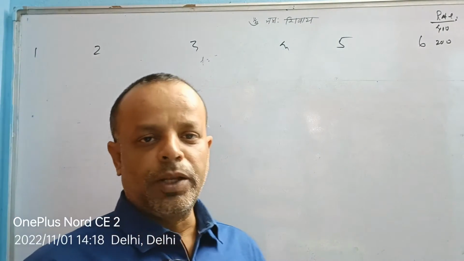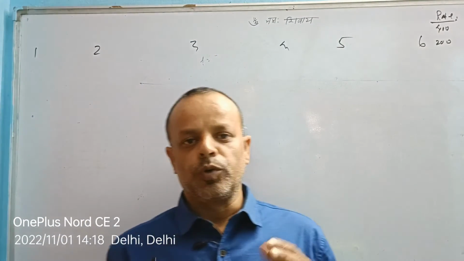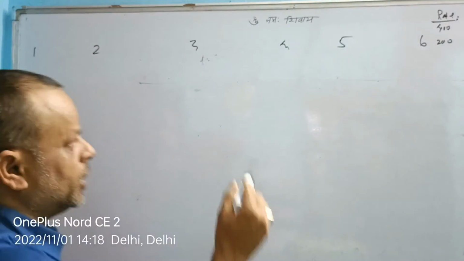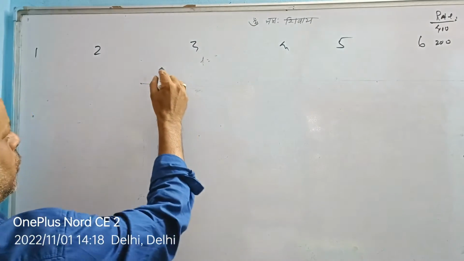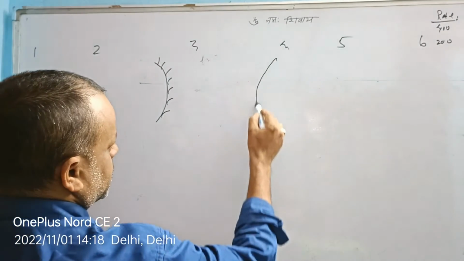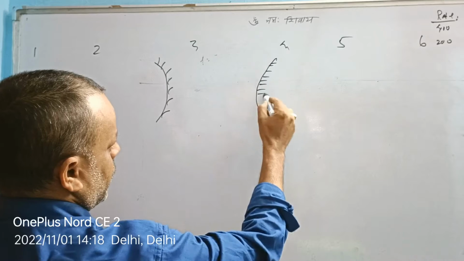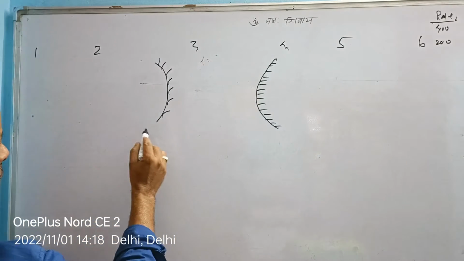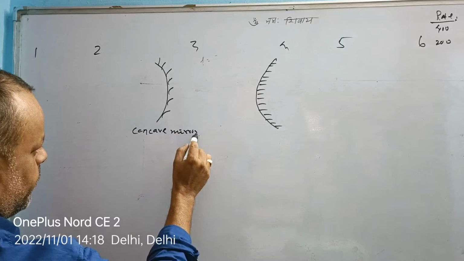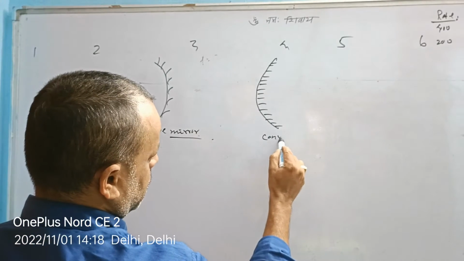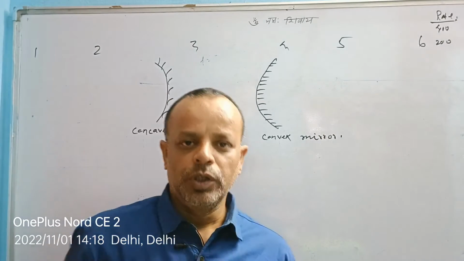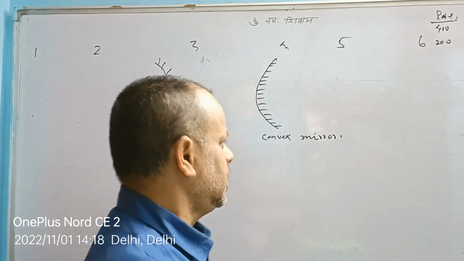See, what are the main objectives the CBSE board wants from class 10th? They want to know whether we have knowledge of concave and convex mirrors. This is basically a concave mirror. This is a convex mirror. And we should know the basic parts of the mirror. What are those?